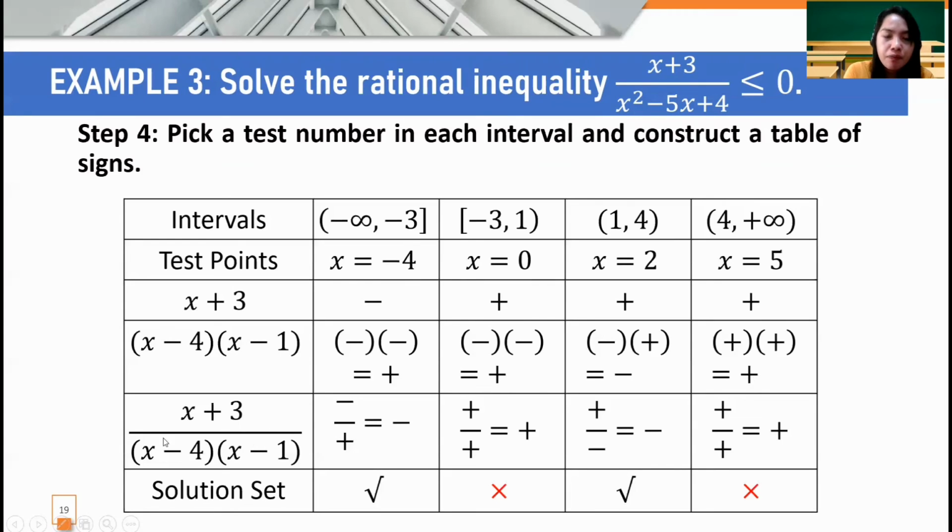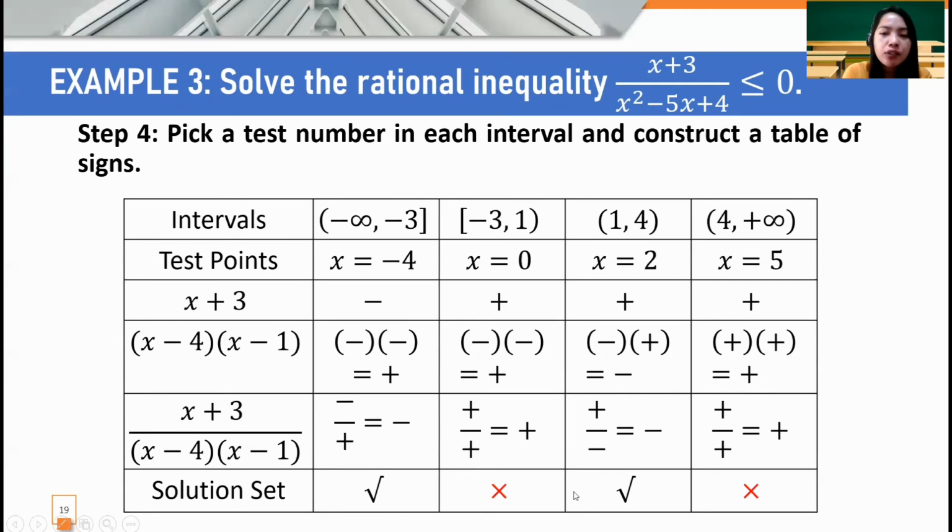And then, para naman dito, i-divide lang natin yung nakuha nating signs dito sa row na ito and sa second row na ito. Negative divided by positive. We're going to just follow the format. Negative divided by positive is negative. Positive divided by positive is positive. Positive divided by negative is negative. Positive divided by positive is positive.